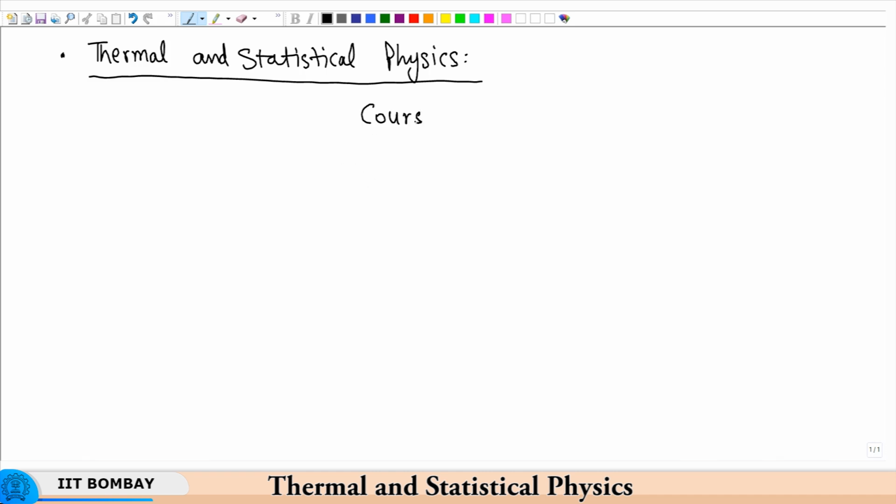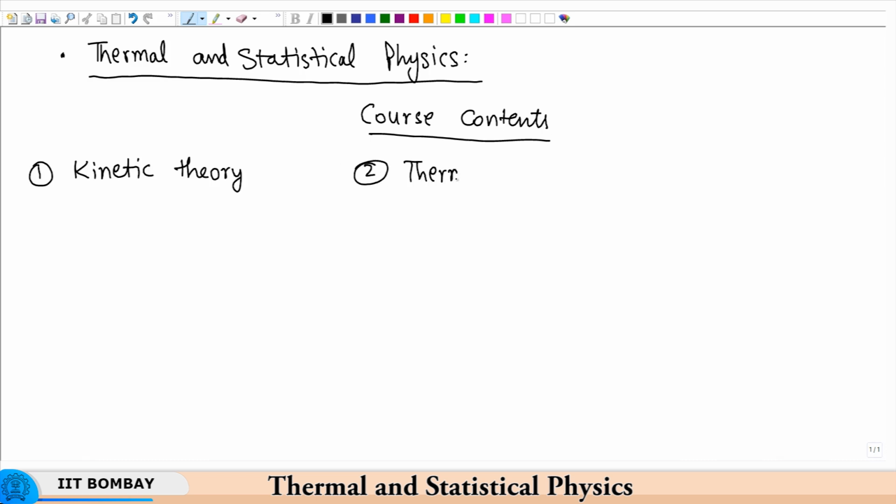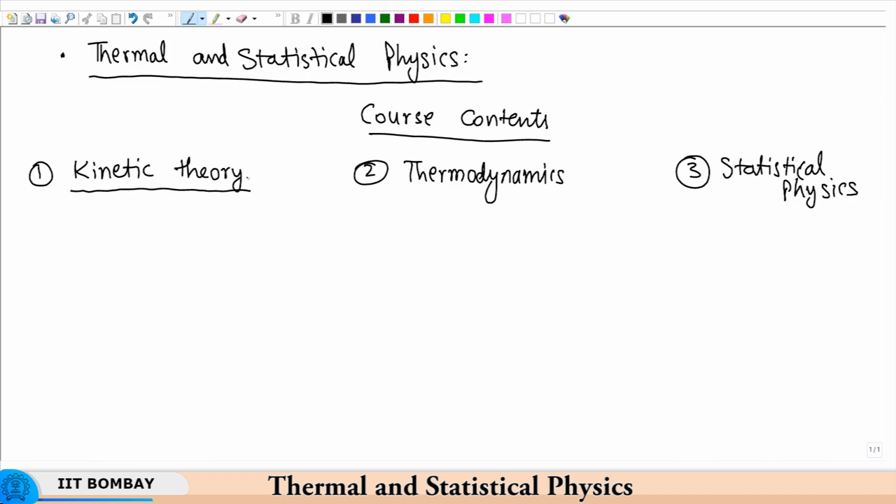So, course contents, right. Conceptually this course is divided into three categories. The first part of this course is known as kinetic theory. The second part of this course is thermodynamics. And the third part of this course is known as statistical physics. All right. And I will just give you a few brief sentences about all these subtopics that we are going to cover in this course.